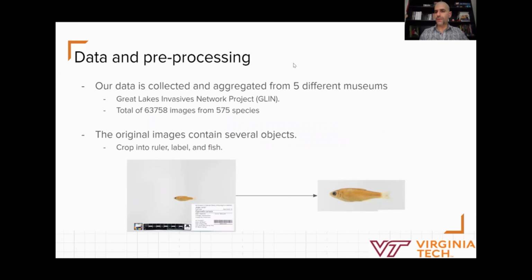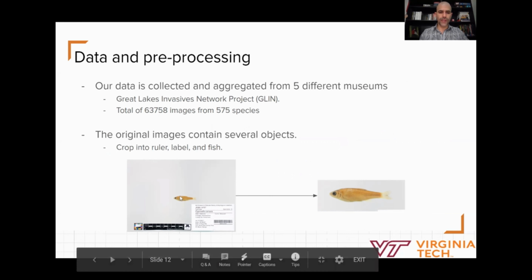So like any neural network, we need data, and we collected data from five different museums. Those are from the Great Lakes Invasives Network Project, which is called GLIN. And the total number of images is about 64,000 from 575 species. The images look like this. It has a fish with a ruler for scale and some information on a label.